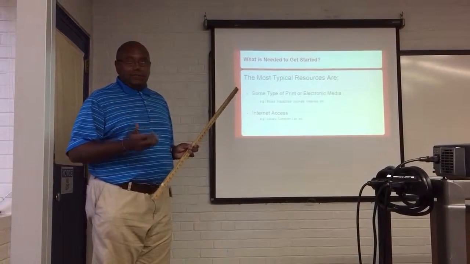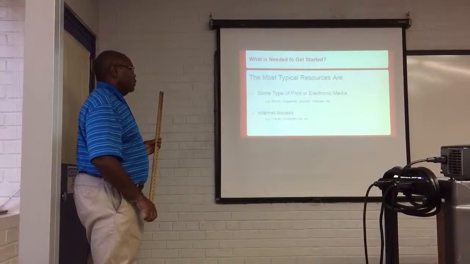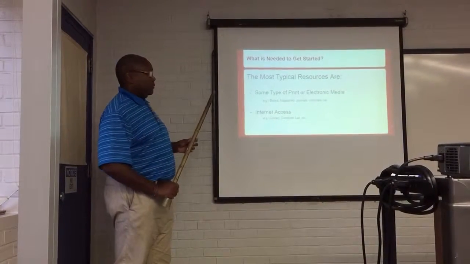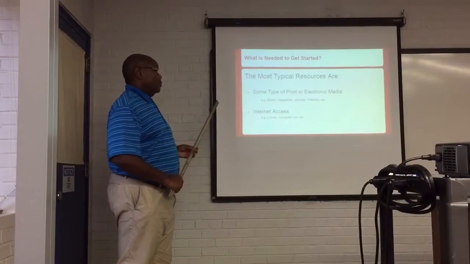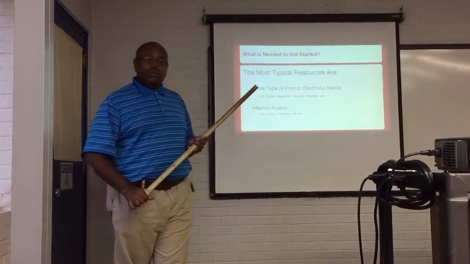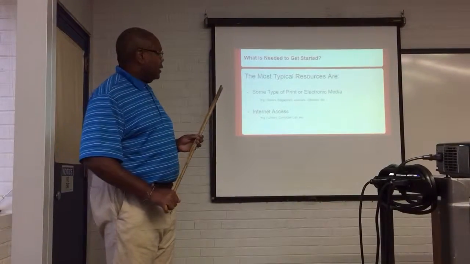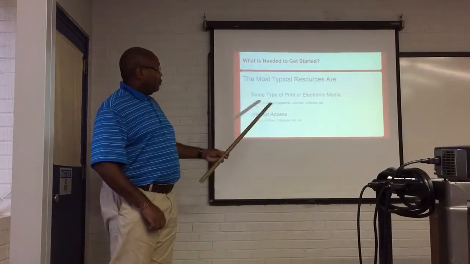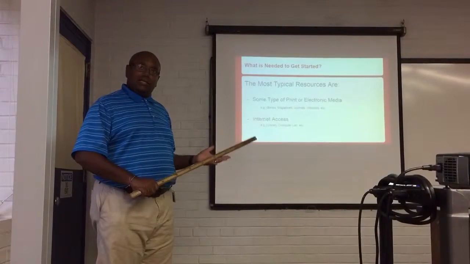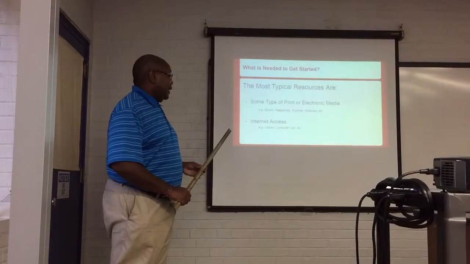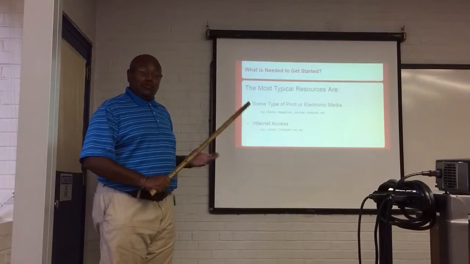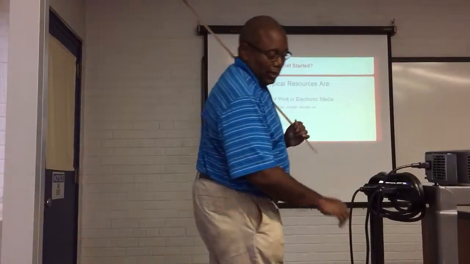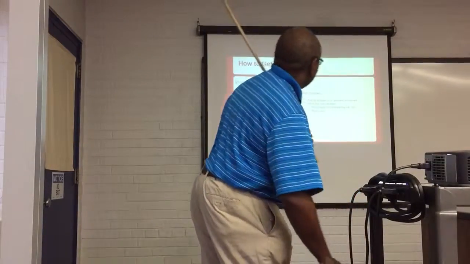Now, with any type of strategy, one of the first things you need to determine is, what do I need to get started? Every strategy has to have a set of what we call most typical resources. Eye charts are really simple in that regard. The only resources that you really need for an eye chart is some type of print or electronic media, books, magazines, textbooks, journals, etc., and internet access, whether it be in your school computer lab, library, etc. You have those, you are ready to do an eye chart.